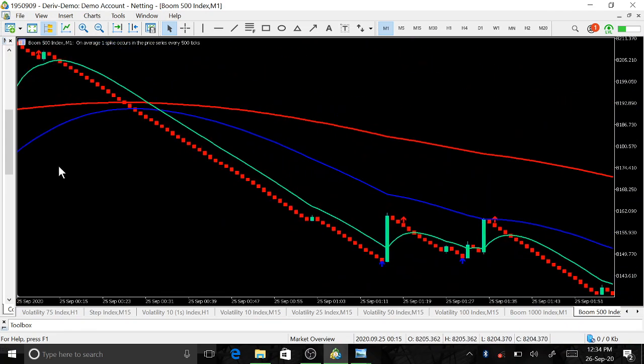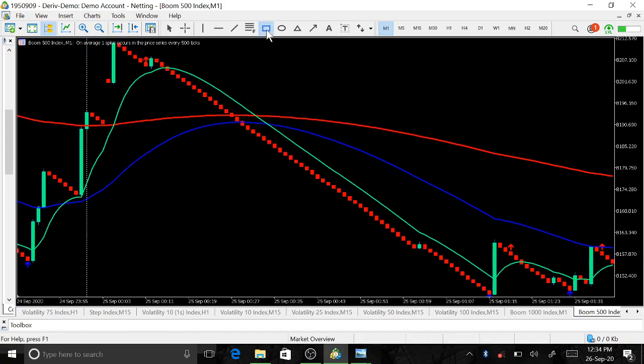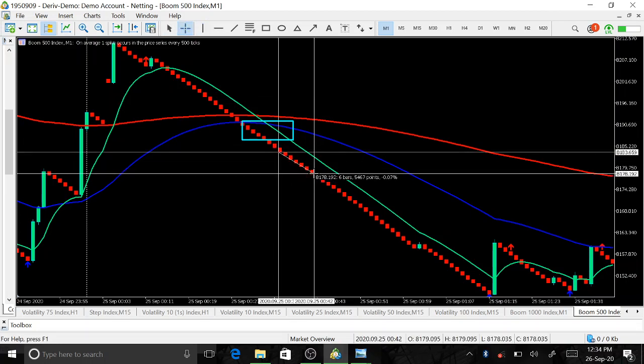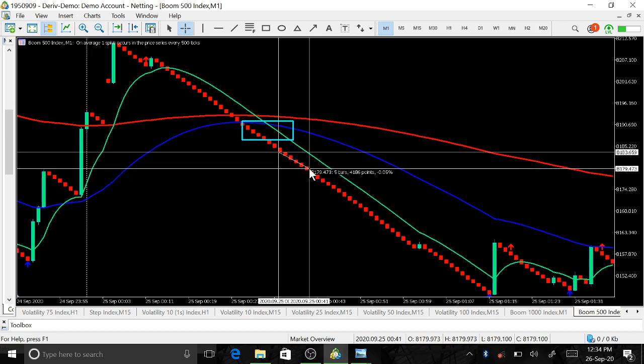Let's look for another entry. Perfecto. This is another entry over here. This is another entry. So we enter here, we scalp how many candles? 5, and then we are out.